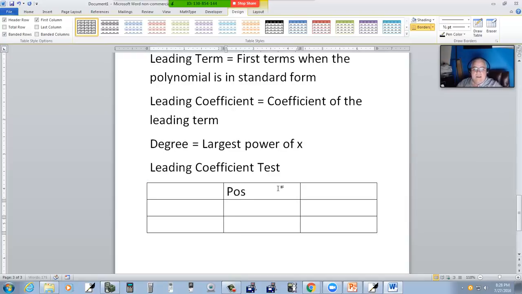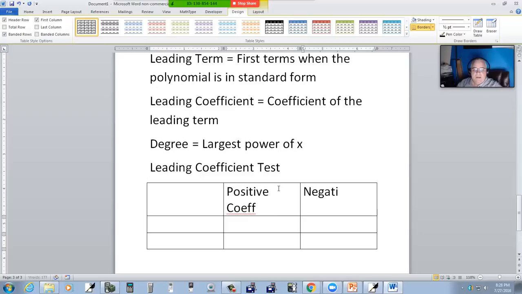Now we got a positive coefficient. We got a negative coefficient. Those are two possibilities. We got an even degree, and we got an odd degree. Now this tells you the end behavior of your graphs. What's it doing clear to the left, what's it doing clear to the right. Doesn't tell us anything about what's happening in the middle.